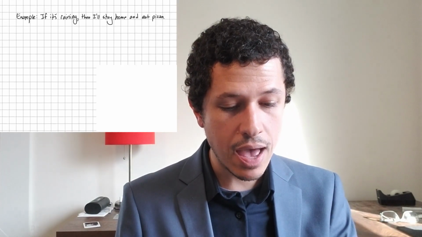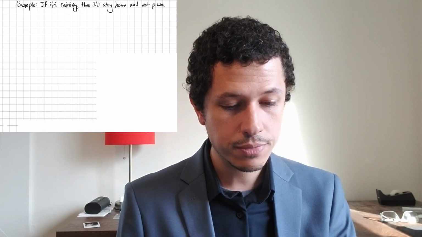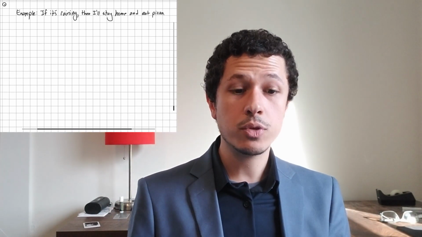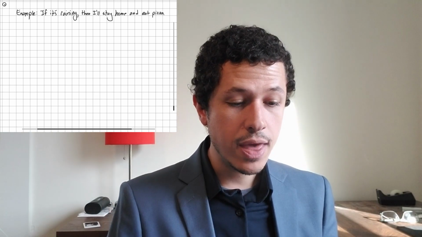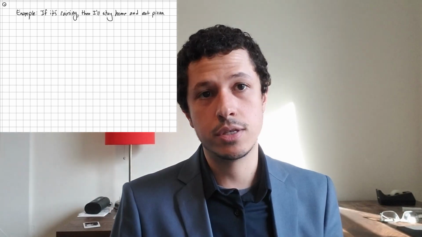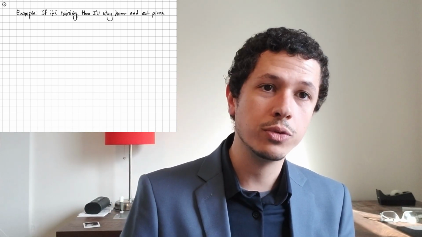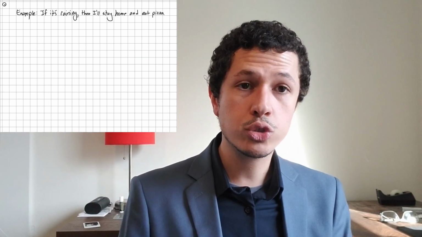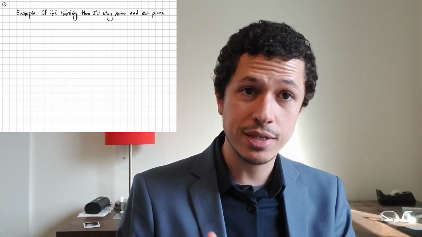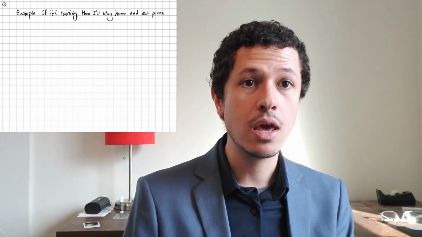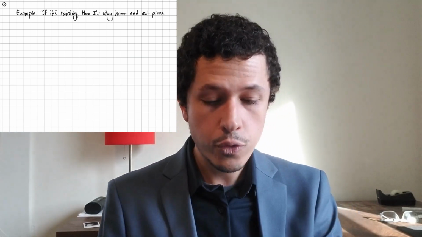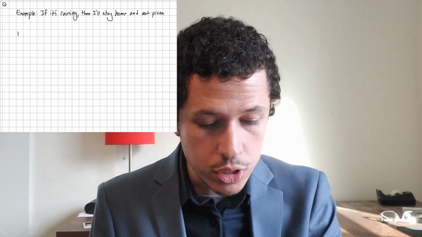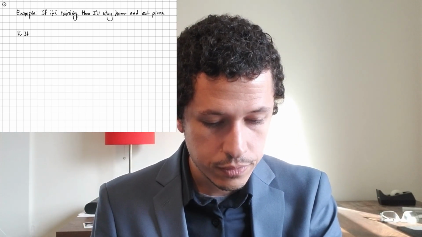We're just going to symbolize this statement. The statement reads, if it's raining, then I'll stay home and eat pizza, which sounds like an absolutely wonderful thing to do when it's raining. First and foremost, I'm going to attribute to every atomic statement in this compound statement a statement letter. For instance, for it's raining, I'm just going to use the capital letter R.